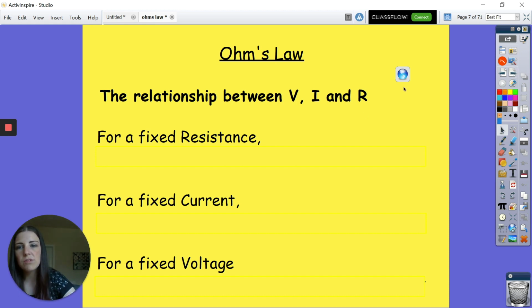Okay, so looking at the relationship between voltage, current, and resistance. I just want to talk through some scenarios and see if you can understand what would happen if you did have a fixed resistance. What would that mean about voltage and current if they were changing? If you did have a fixed current, or a fixed voltage? Hopefully that helped you see where the formula comes from and how the formula makes sense mathematically.